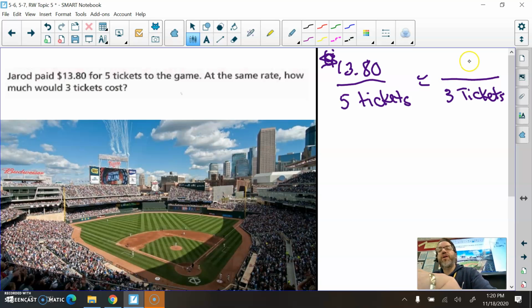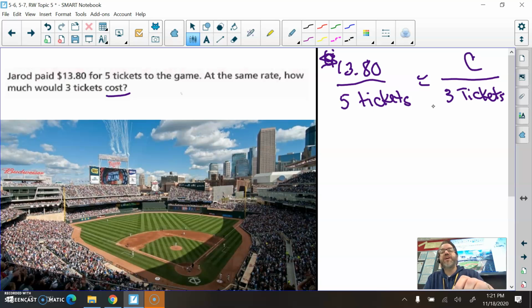So up top here, the price, or the cost, I guess it says cost in this problem. I'll put C here for cost. What would be the cost for 3 tickets? This is a proportion. We have $13.80 for 5 tickets equals some cost for 3 tickets. Now, this is another example where these numbers are not compatible. To get from 5 to 3, yes, I could get there, but I'd have to divide by like what, 1.6. Yeah, 1.6 repeating, which is not very convenient.